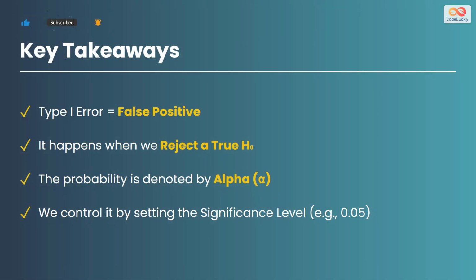To summarize, a Type 1 error is a false positive. It happens when we incorrectly reject a true null hypothesis. The probability of this happening is controlled by alpha, our significance level. Understanding this balance is crucial for accurate statistical analysis.